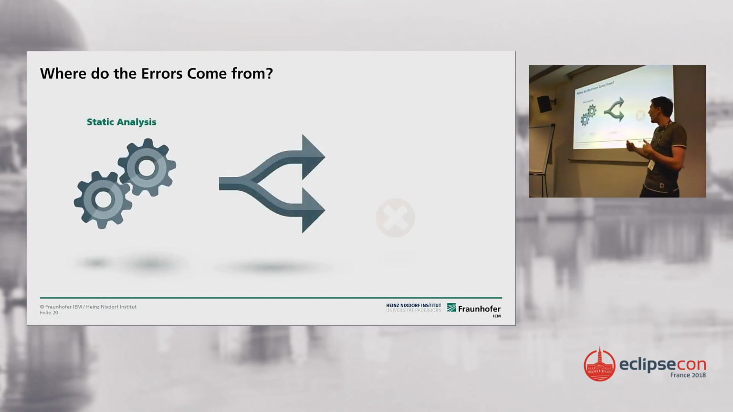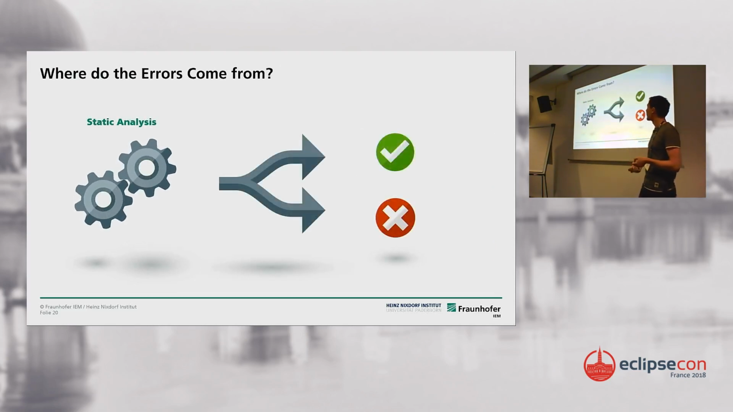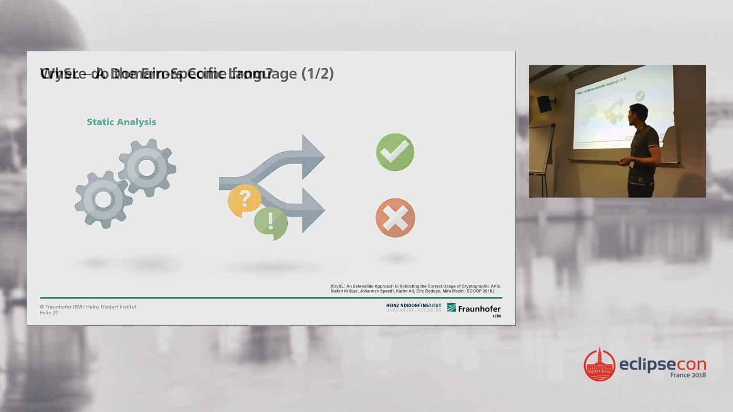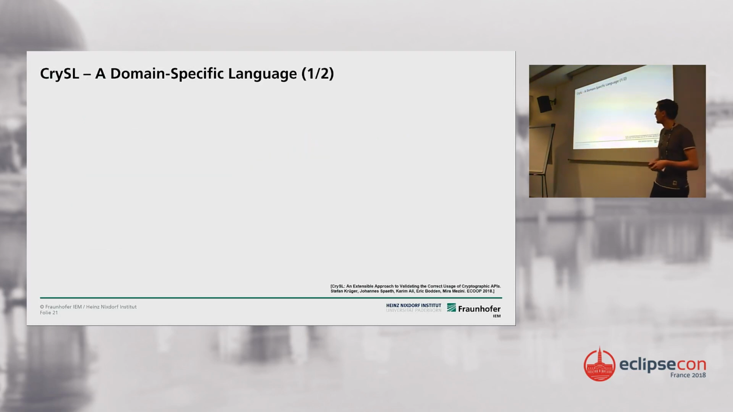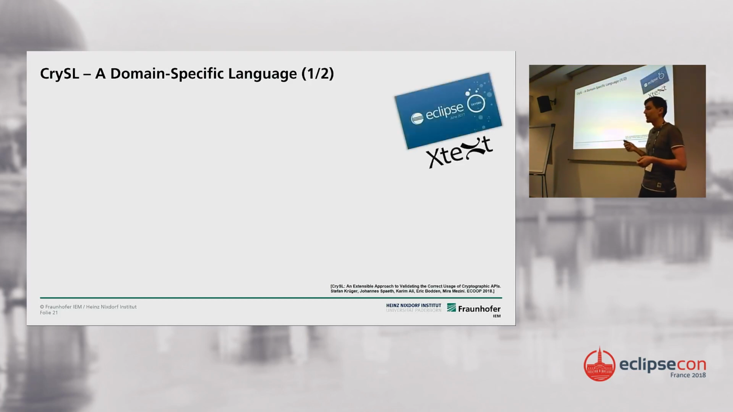So I've spoken about how CogniCrypt generates these error markers. The question is, how do we specify these error markers? We don't hard-code all these rules into CogniCrypt, but instead we designed a domain-specific language that we call CrySL. And with this domain-specific language, you're able to specify the usage pattern of all these objects, and we applied it to crypto here. The domain-specific language is implemented on top of Xtext, so you can use an Xtext editor to edit the rules.